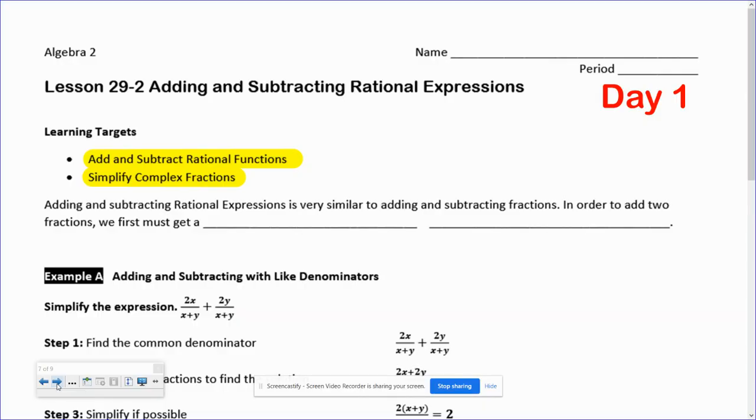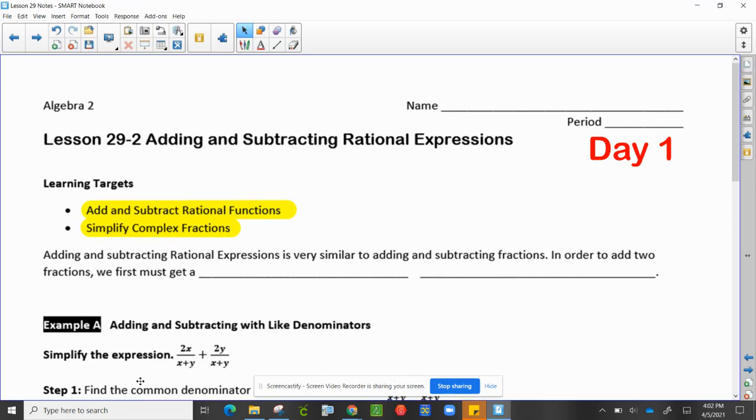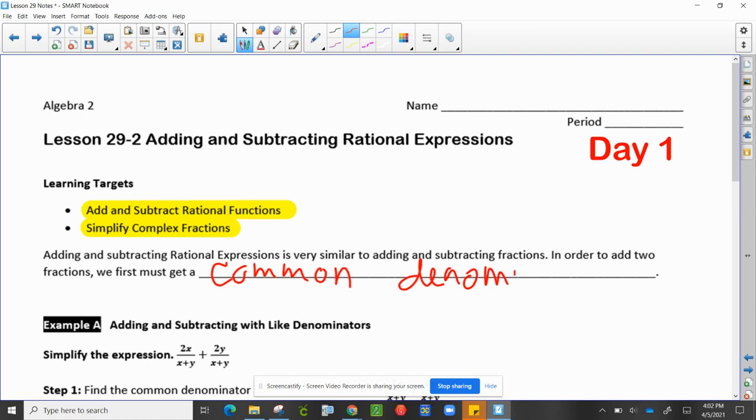Okay, so adding and subtracting rational expressions is very similar to adding and subtracting fractions. In order to subtract or add fractions, we must first get a least common denominator, an LCD. So let's just write on here, common denominator. You must have a common denominator before you can add any type of fraction, and these algebraic fractions are included in that.